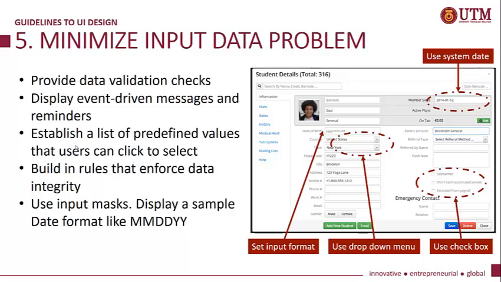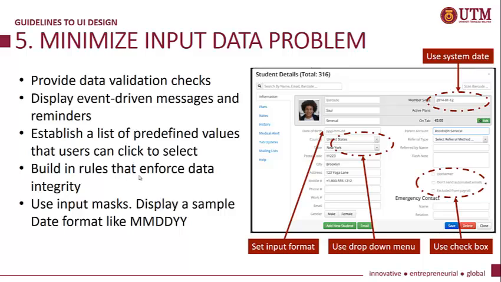You can also establish a list of predefined values that user can click to select. For example, you select the country from the list box. So this is what we call a predefined value that the user can select from the list box, and then build in rule that enforce the data integrity. So this is another data validation check.